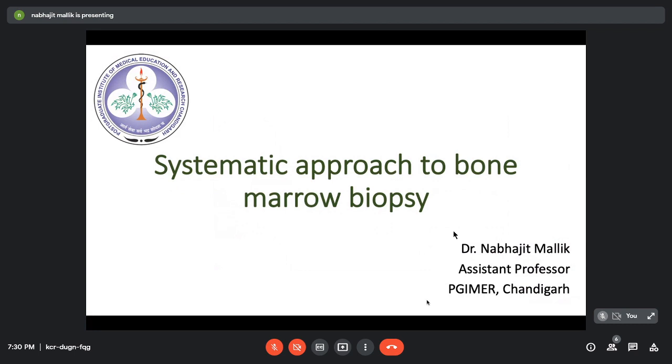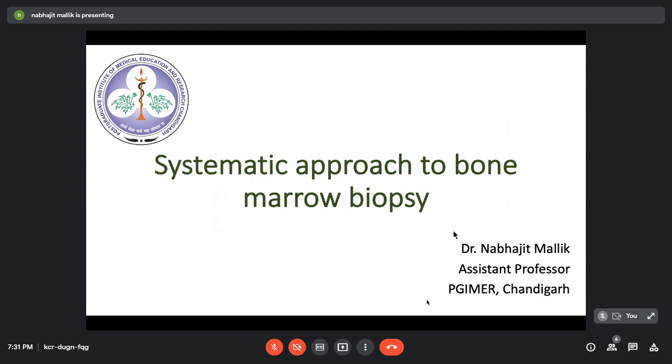Thank you, Dr. Nadeem. I thank you for this opportunity. And we start from where we stopped last time. We had done a systematic approach to bone marrow aspirate smears in the previous class. And now we move on to the bone marrow biopsies. Bone marrow examination has both bone marrow aspirate and bone marrow biopsy as the components, and they should usually be done together. But let's see how we approach the biopsies.